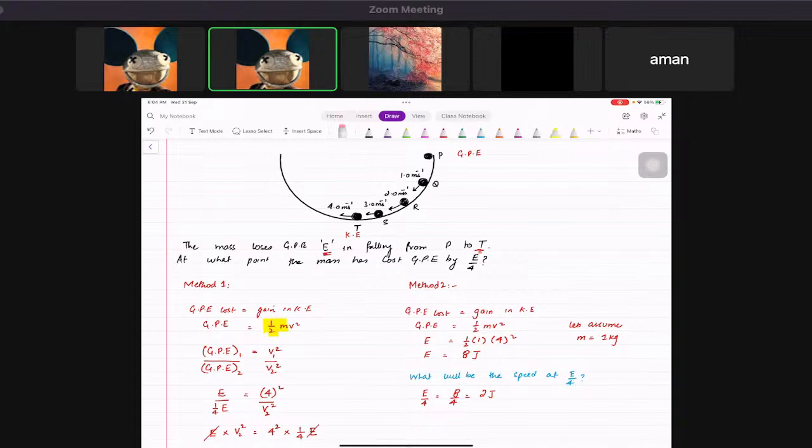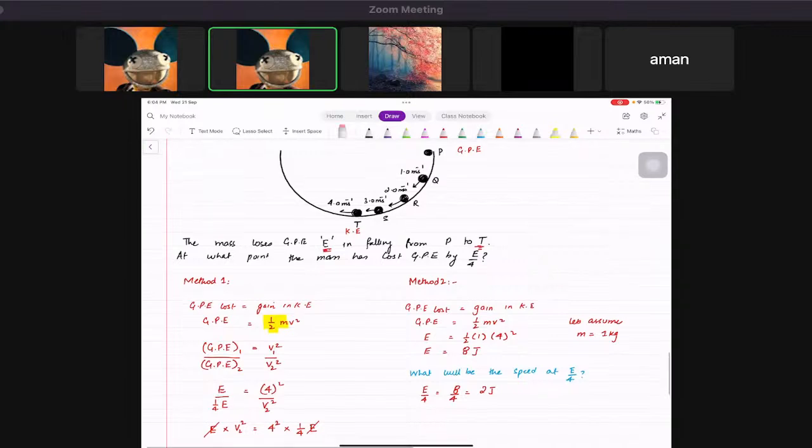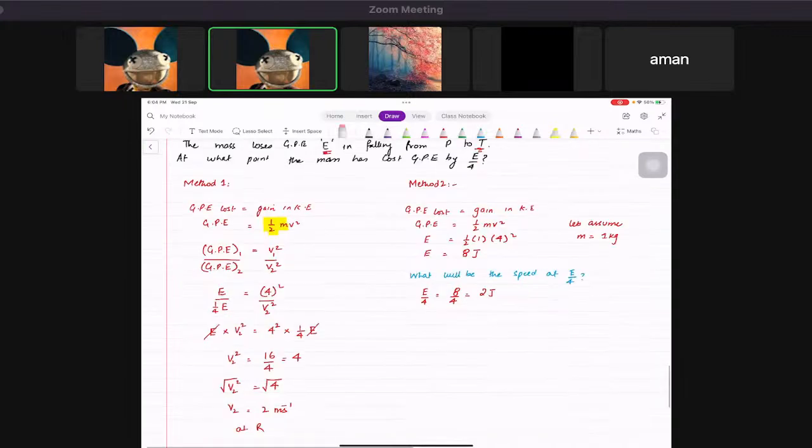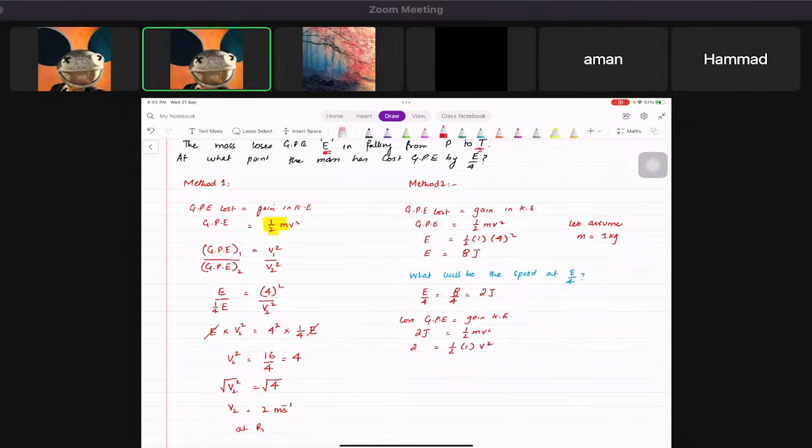Now, let's put it this way. GPE lost is gain in kinetic energy. So now we have to find how much speed there was when it has lost 2 joules. Half mv square. So 2 equals half, mass was 1 and we want to find this. So 2 will multiply there, it will be 4. V square, you take under root. What you get? 2 meters per second, and that's the same answer at R. Do you understand this?